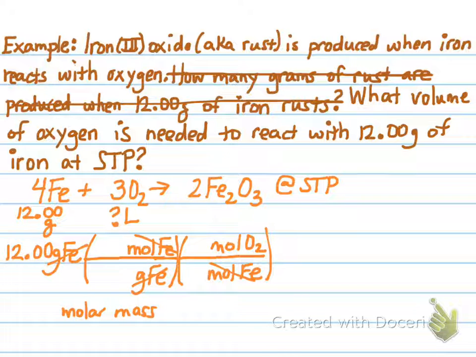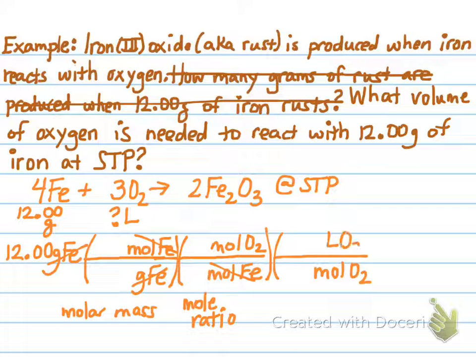Now, I don't want moles of oxygen though, I want liters of oxygen. So the question is, do I have a tool on my toolkit that has moles and liters in it? Yeah. Right, this tool was our mole ratio. Moles of oxygen have to go on the bottom, so they'll cross out. And liters of oxygen is going to go on the top. This is my molar volume tool.